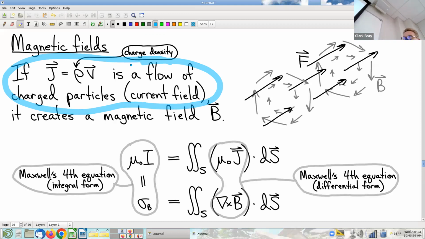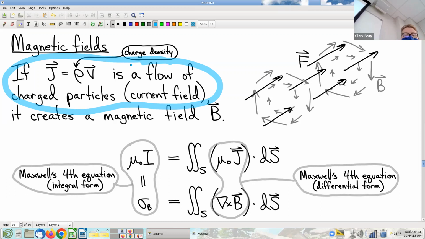a flow of charged particles is a flow of a fluid, right? It's a fluid where we're not interested in the mass of it, we're interested in the charge of it. So it's physically a different aspect of the fluid flow that we're interested in. Nevertheless, we can describe that with a vector field.